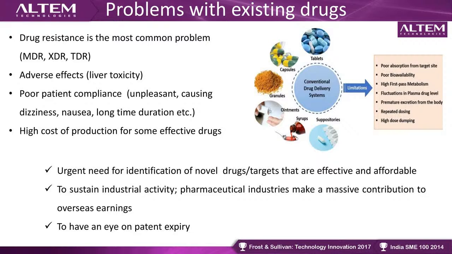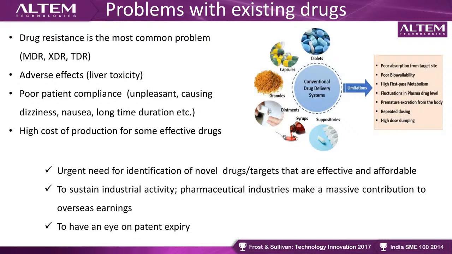right? Of course, drugs already available in the market have some kind of adverse effects, mainly liver toxicity and poor patient compliance. High cost is associated with the development of effective drugs, not with the drugs as such. But we also have problems associated with conventional drug systems, like tablets, capsules, granules, ointments, syrups, and suppositories, in terms of poor absorption, poor bioavailability, fast metabolism, and fluctuation in plasma drug level. So all those problems are associated with the existing drugs. Hence, there is a need to develop a candidate or identify a target which would not show these kinds of toxic behaviors, right?